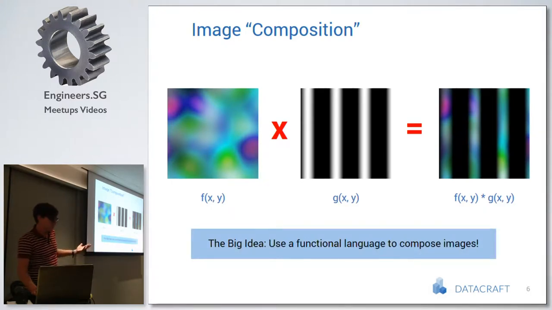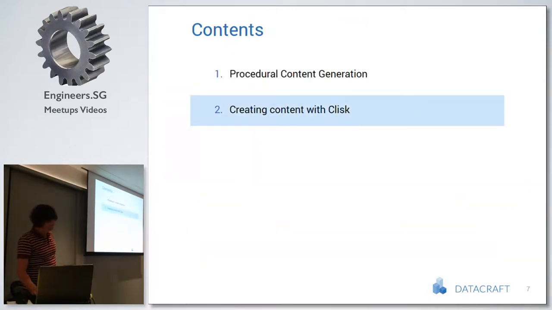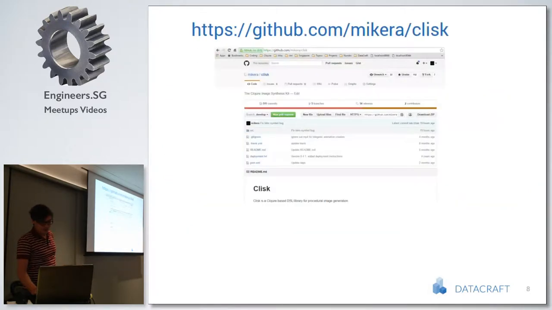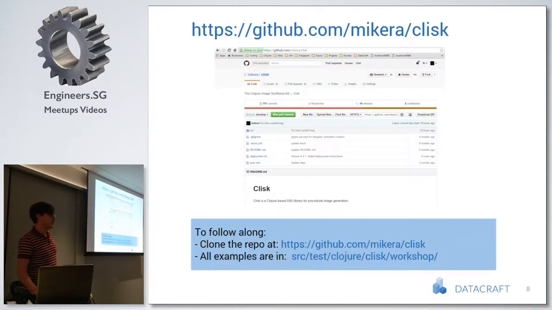So natural idea, let's use a functional language to do some of this. So I created this open source library. It's called CLISK, the Clojure Image Synthesis Kit. It's all on GitHub, so you can all go and check it out and download it and play with it. All open source.